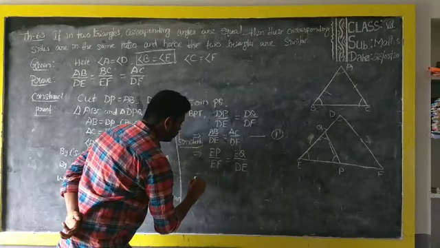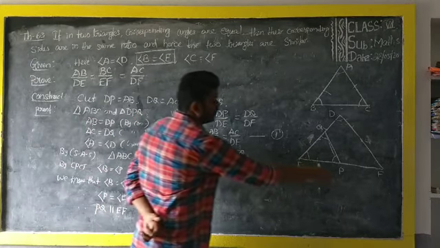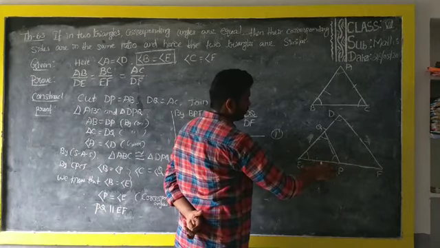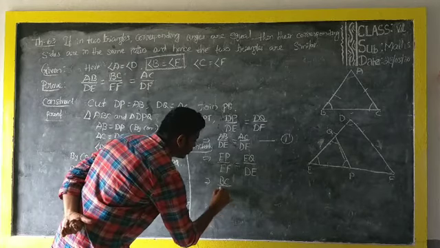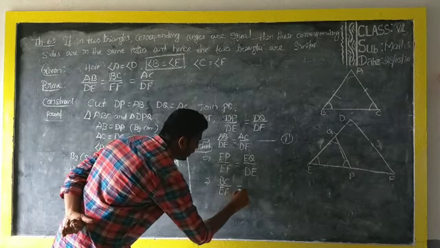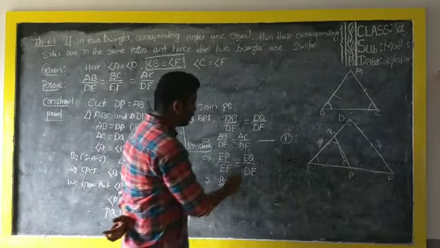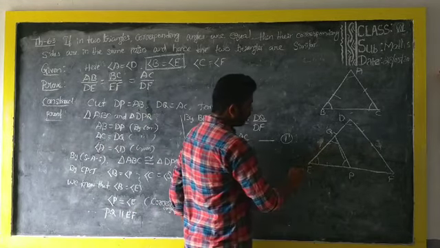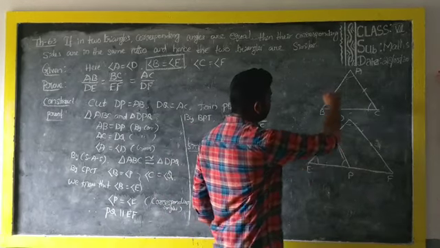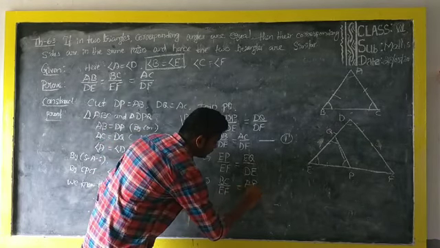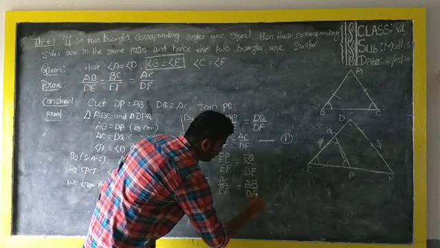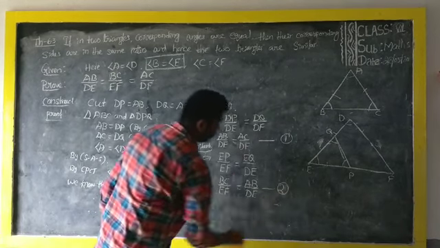Now, what is EP equal? I taken EP equal to BC. So BC by EF. And EQ is equal to AB, so I take here AB by DE. This is equation number 2.